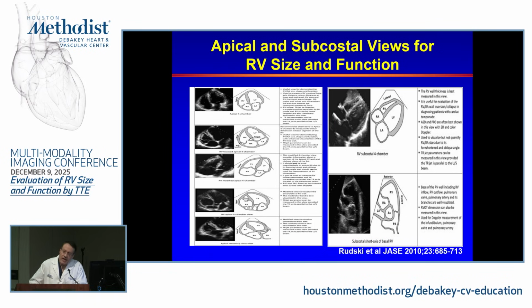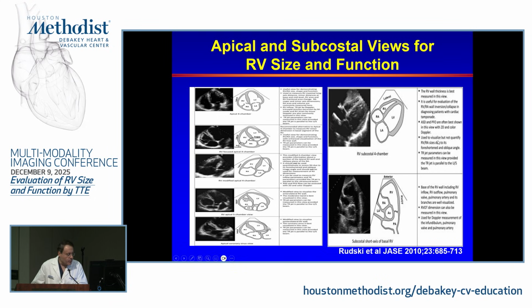Then we go to the apical window. From the apical window, we have the standard four-chamber view. We get the LV, the RV, the RA. If I do not show the free wall of the RV, it becomes difficult to comment on the RV size in this view or on the RV function.